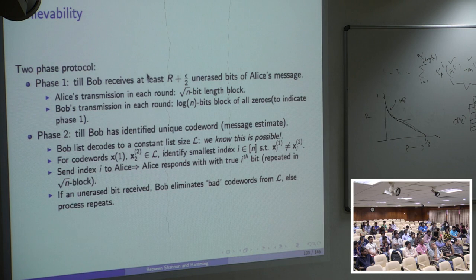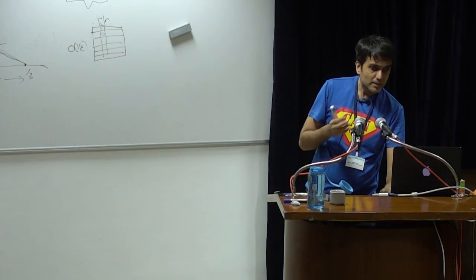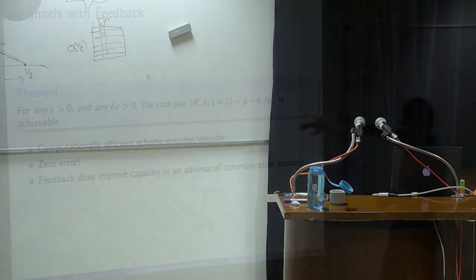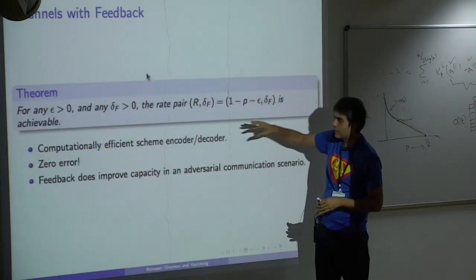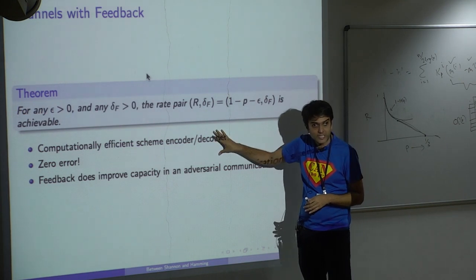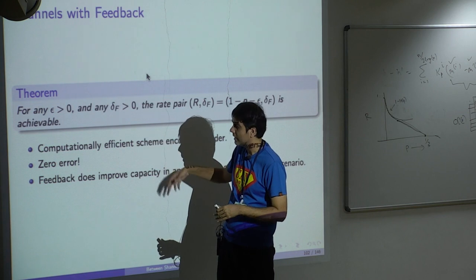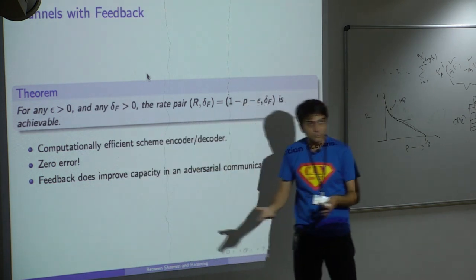So just to summarize, what have we learned over here? Basically, we can get to the channel capacity 1 minus p with a vanishing feedback, computationally efficient scheme. Again, because we had computationally efficient list decoding. If we did not have computationally efficient list decoding, it would not have been possible. It's actually 0 error in this case, which is quite nice. And feedback does improve the capacity, right?